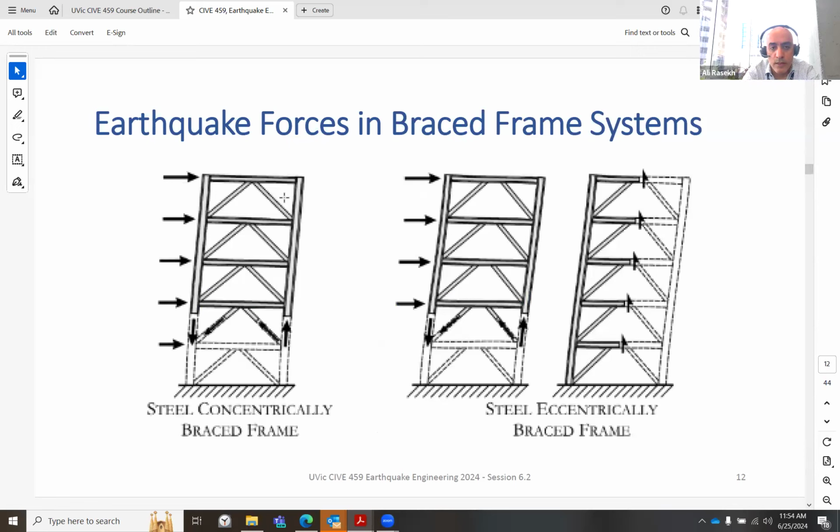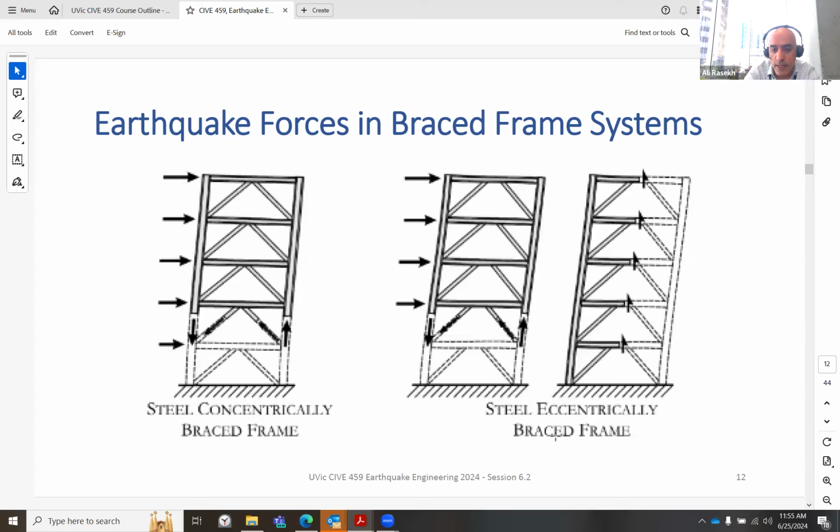How the earthquake force transfers in brace frame systems. If it's concentric, basically a lot of the load transfer is through the braces. Part of it would be through the columns, which means that the columns will see compression and tension, but most of it is through bracing. One of the braces is in tension, the other one is in compression, so they should be designed accordingly.